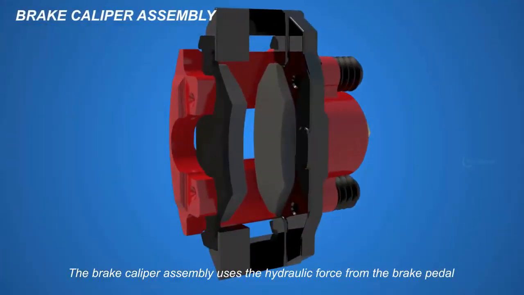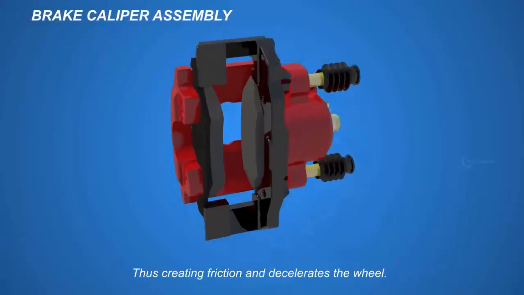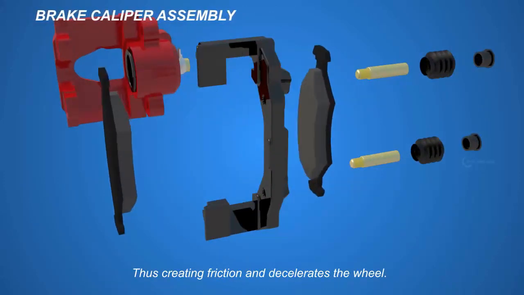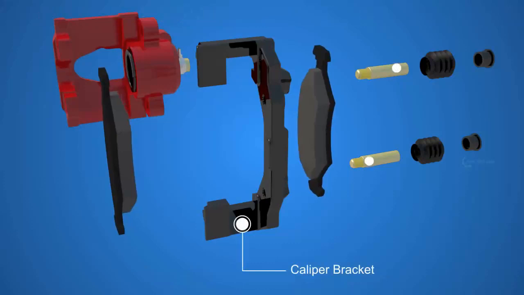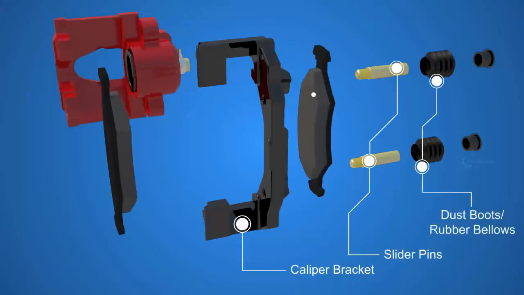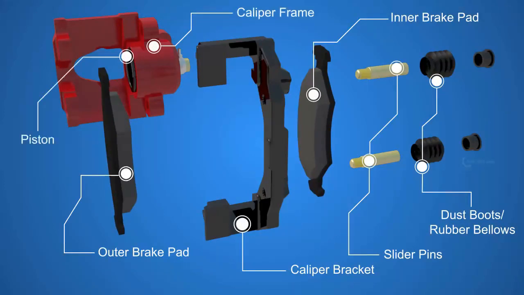The brake caliper assembly uses the hydraulic force from the brake pedal to squeeze the brake pads onto the rotor surfaces, thus creating friction and decelerating the wheel. The caliper assembly consists of the caliper bracket, slider pins, dust boots, inner brake pad, outer brake pad, caliper frame, and inside it, the piston.